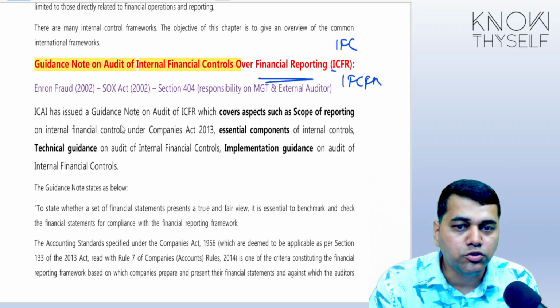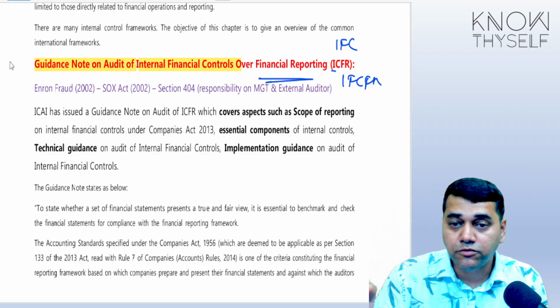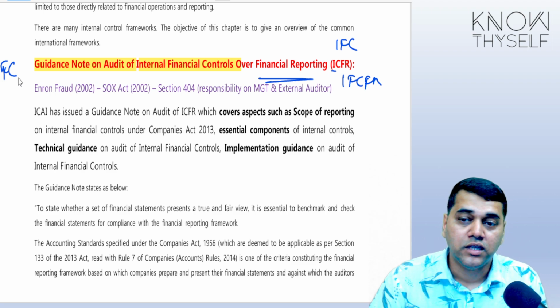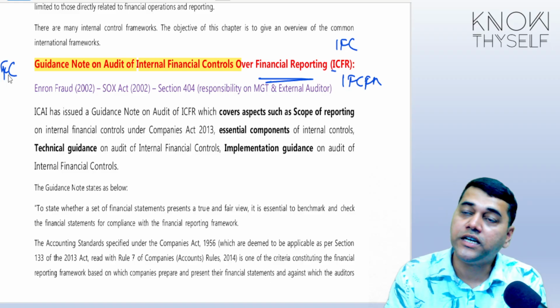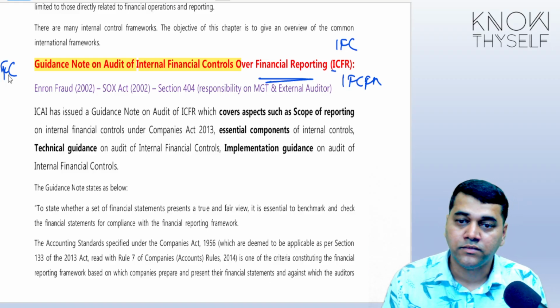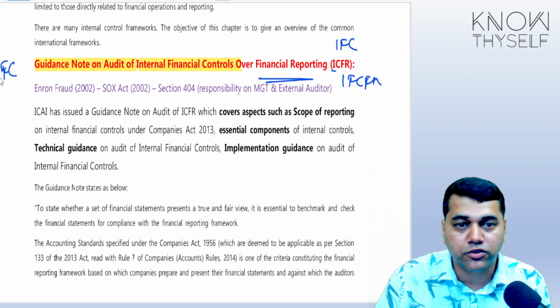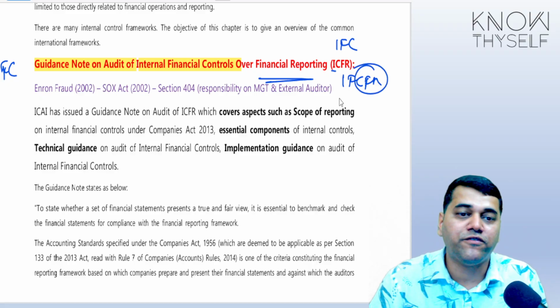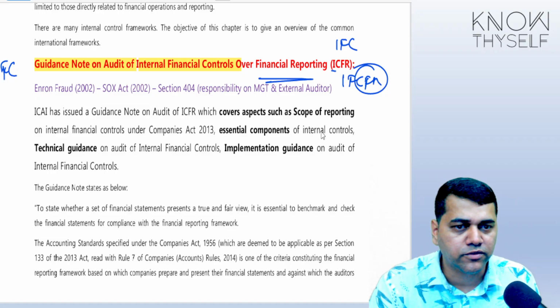Now ICAI has issued the guidance note on ICFR because when the Companies Act 2013 first came, the word IFC was used. Now our audit profession became worried. They said, sir, how can we certify the internal controls of the entire organization? Then ICAI came with the guidance note. They said, no, every aspect you need not see. You just look into only the FR, the financial reporting part. Because anyhow you must be using it for testing of controls.